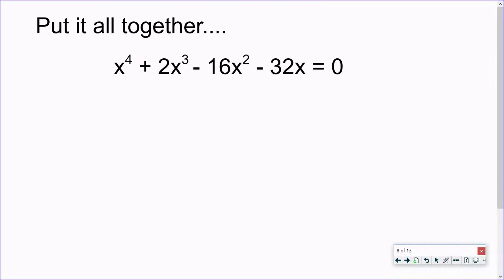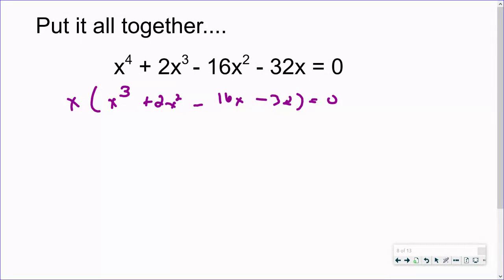All right. 4 terms. Lots of things here. But look, 4, 3, 2, 1. I can take out an x. That means I'm left with x to the third plus 2x squared minus 16x minus 32 equals 0. Now let's do this factor by grouping thing. Let's take out x squared. I'm left with x plus 2. This, let's take out -16. I'm left with x plus 2.